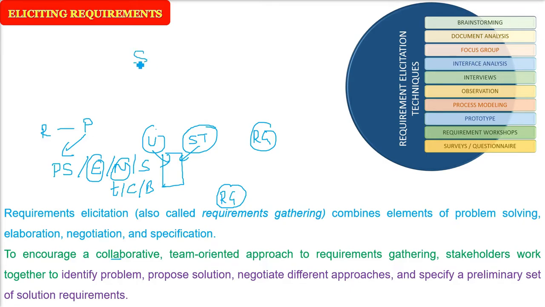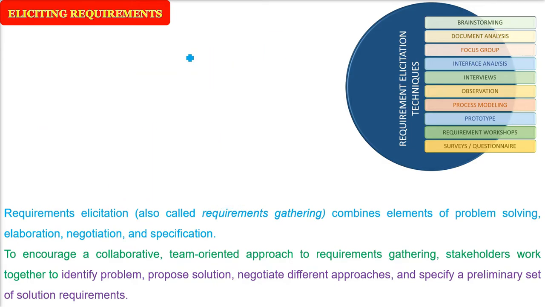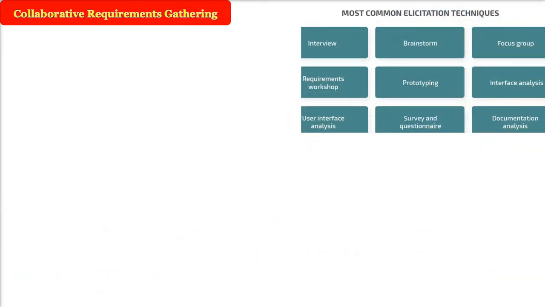So what I'm trying to suggest here is, the software team and the software stakeholders collaborate and identify the problem, then they can propose the solution. They can also negotiate on certain approaches, whether something is right or something is not correct. Then they can have a preliminary set of solution requirements. So all this is collaborative requirements gathering.